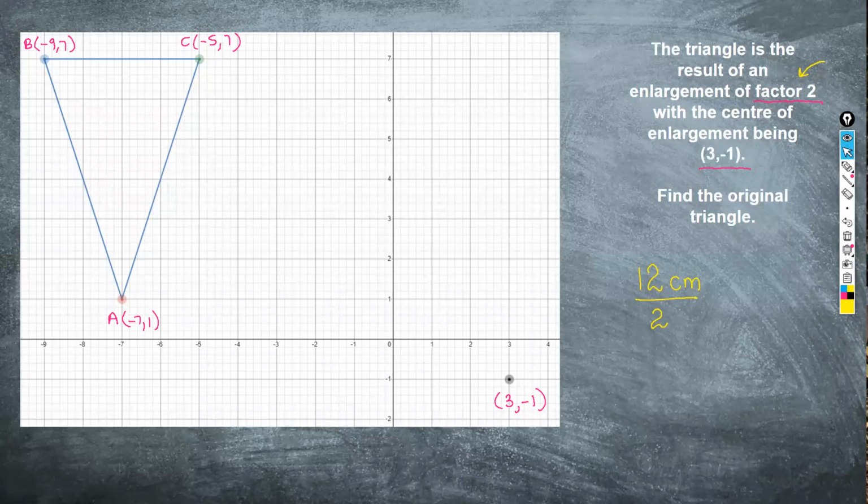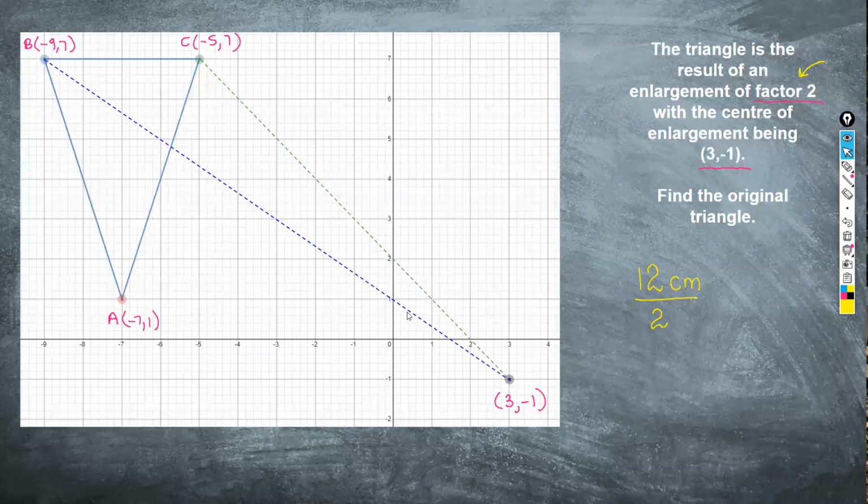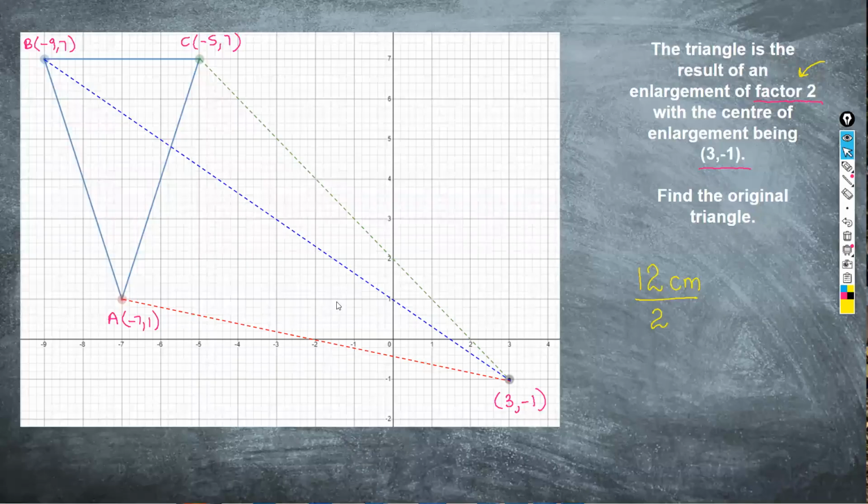All right, so let's see how this is looking so far. You're connecting all the points to the center of enlargement. For the red line, you're measuring it and dividing the length by 2. For the blue line, you're measuring it and dividing it by 2, and similarly for the green line. Up to you. Did it look something like that?